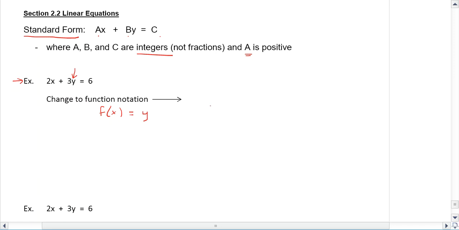So our strategy could be, if we solve this for y, then we can write it in function notation. So I start solving it for y by subtracting 2x from both sides. Next, we divide everything, and I mean everything. All three terms have to be divided by 3, and then we get y equals negative 2/3 x plus 2. Now this is in y equals form. Now I can take out this y and put in the f of x. It is now in function notation.